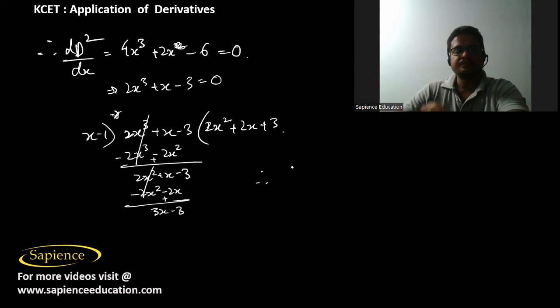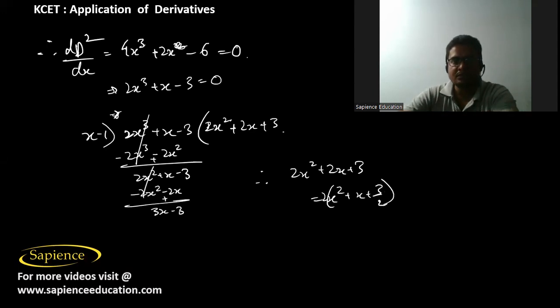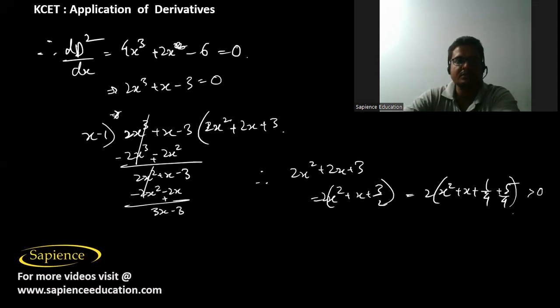So now therefore, 2x square plus 2x plus 3 can be written as 2 into x square plus x plus 3 by 2. Now this will be obviously greater than 0 always. Since why, I can write this as 2 into x square plus 2x into half plus 1 by 4, plus 6 by 4 minus 1 by 4, so I can write 5 by 4. So this will be obviously greater than 0 always. This cannot be equal to 0.